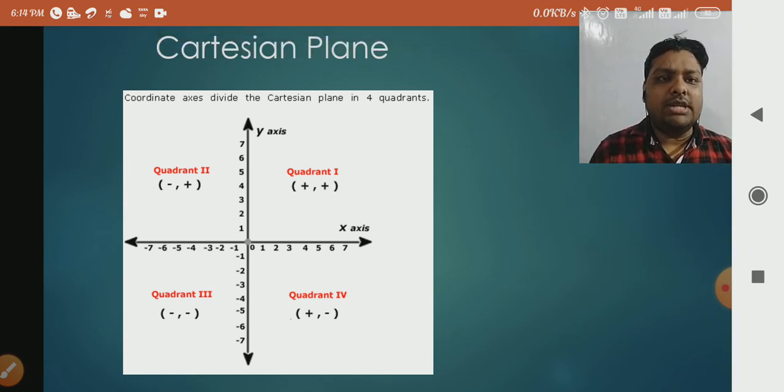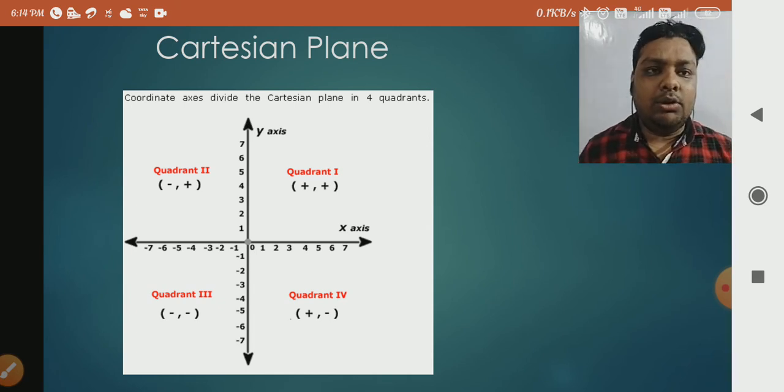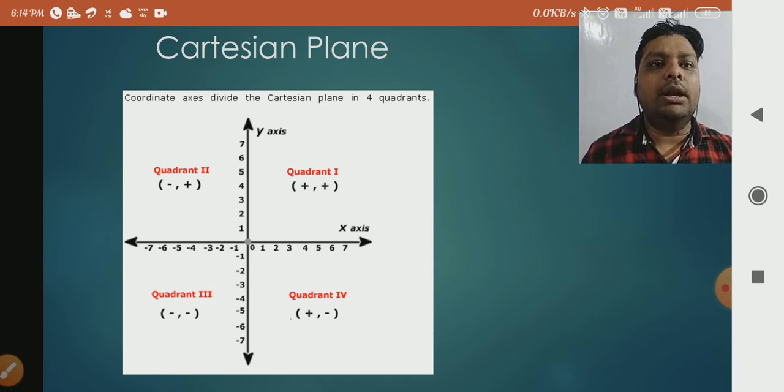Quadrant 1 sign is plus plus, because quadrant 1 is surrounded by two lines: the right side of the x-axis and the upside of the y-axis. So it will be plus and plus. Quadrant 1 will be considered plus and plus. Quadrant 2 will be minus plus.